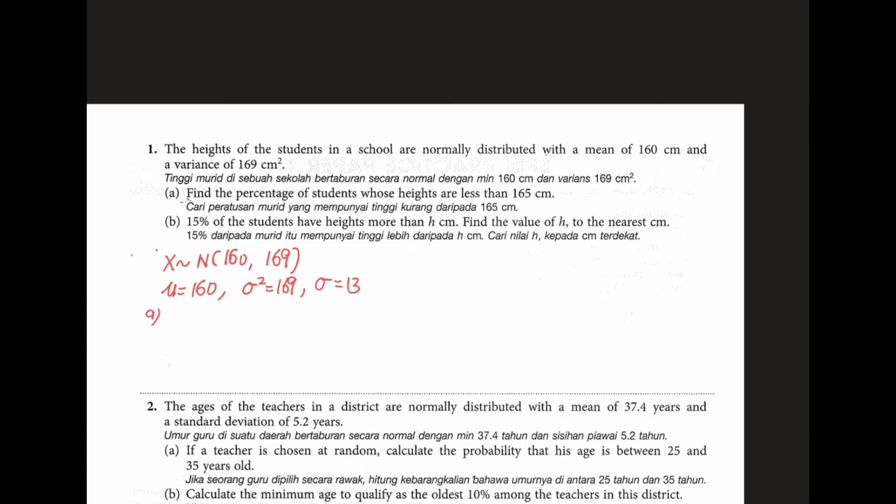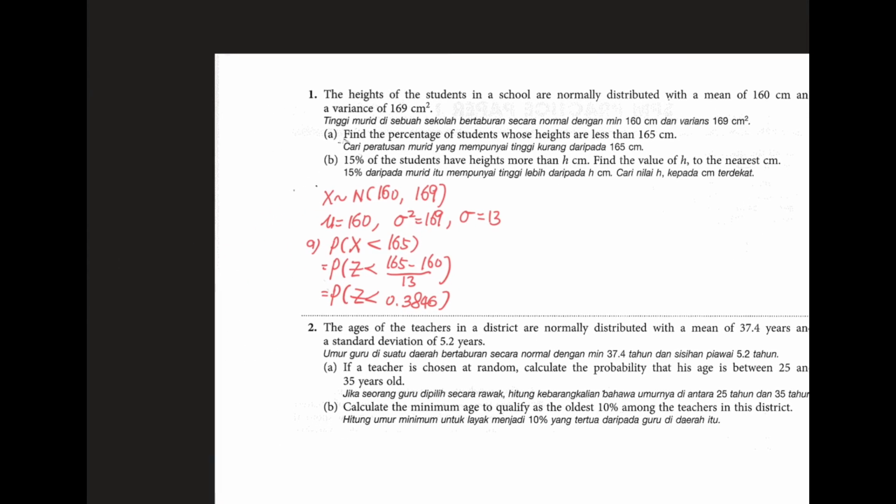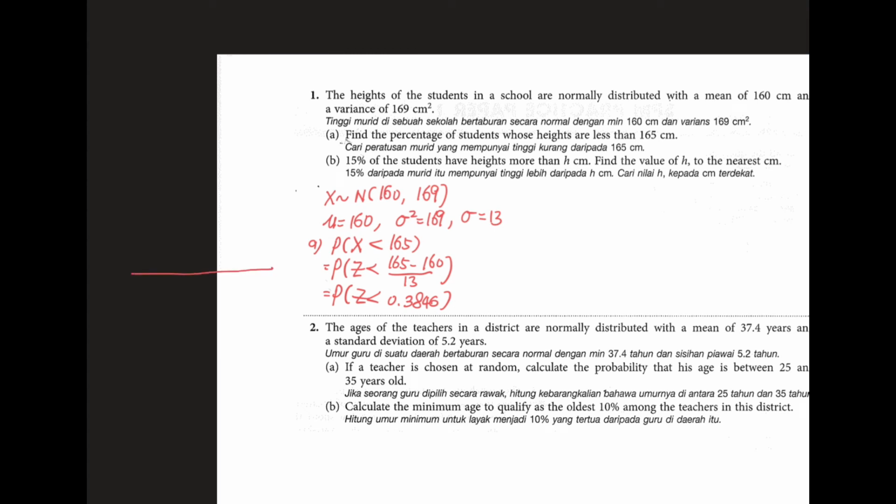Now part A. Find the percentage of students whose heights are less than 165. Less than 165. So we change it to Z. 165 minus mean over standard deviation. So we have 5 over 13. 5 over 13, we change it into decimal. 0.3846.